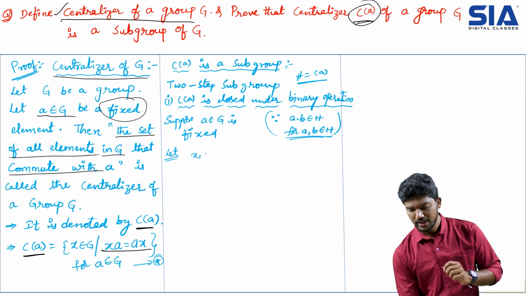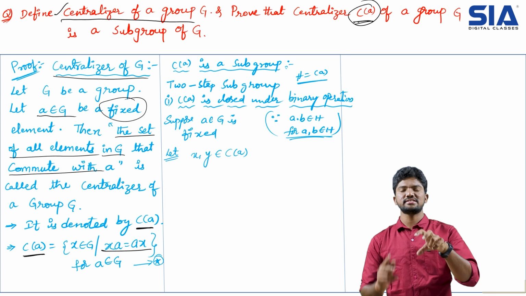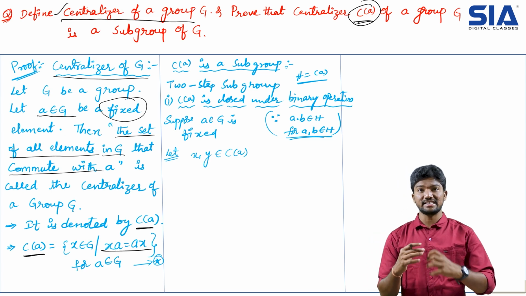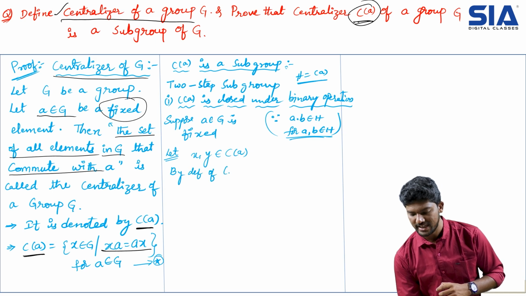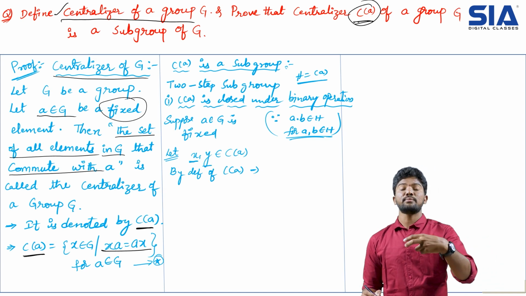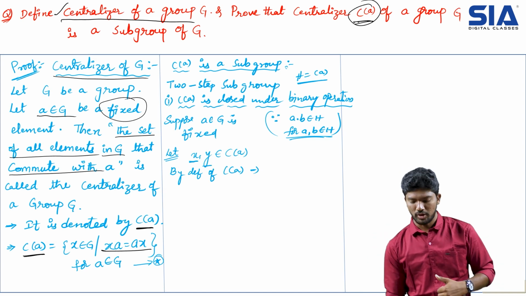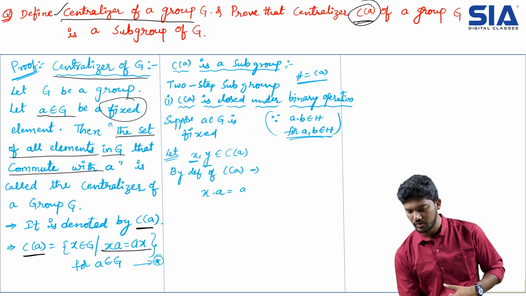Let me take two elements, x comma y, belonging to C of A. These two elements belong to the centralizer of capital A. Then by the definition of the centralizer of A, we can write that x and y both commute with respect to small a. That means x into a is equal to a into x. This is taken as equation number 1.